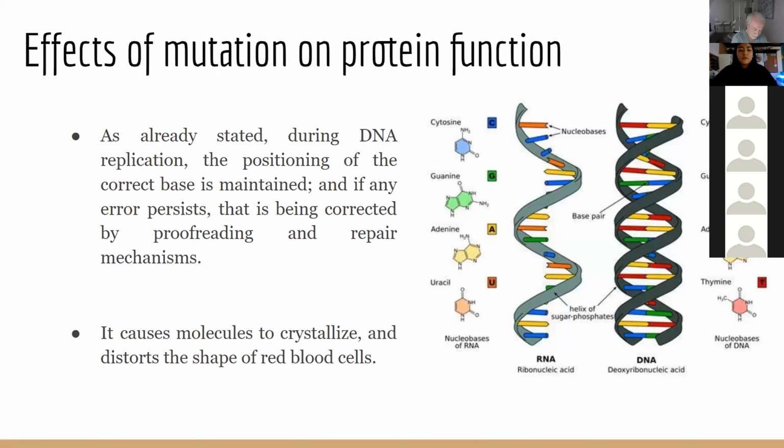Now we have the effects of mutation on protein structure. Sorry for that, the effects of mutation on protein function. And as already stated, during DNA replication, the positioning of the correct base gets maintained. And if any mistake persists, that is corrected by proofreading and repair mechanisms. And also it causes molecules to crystallize and distorts the shape of red blood cells.